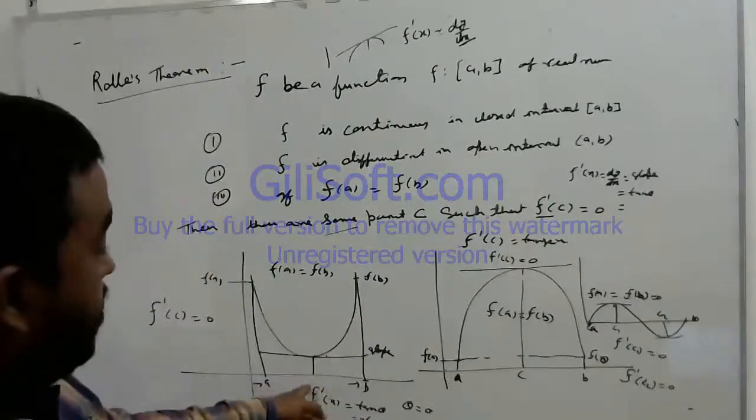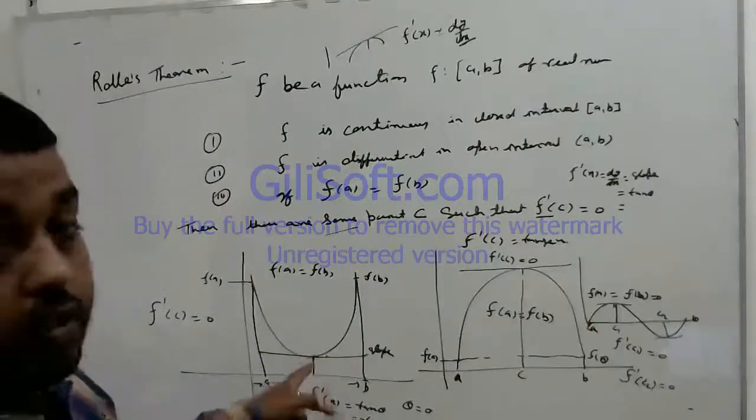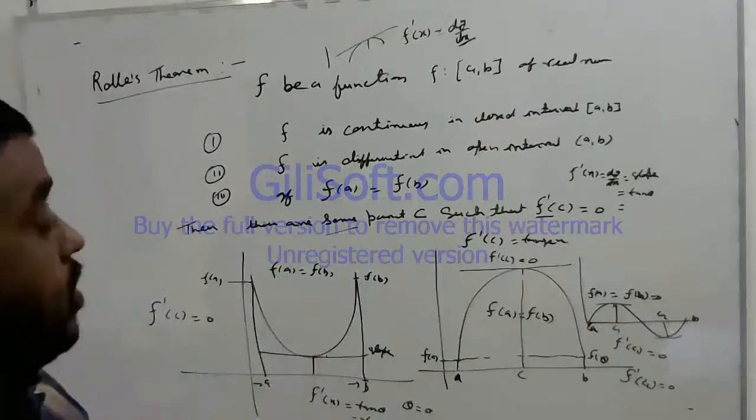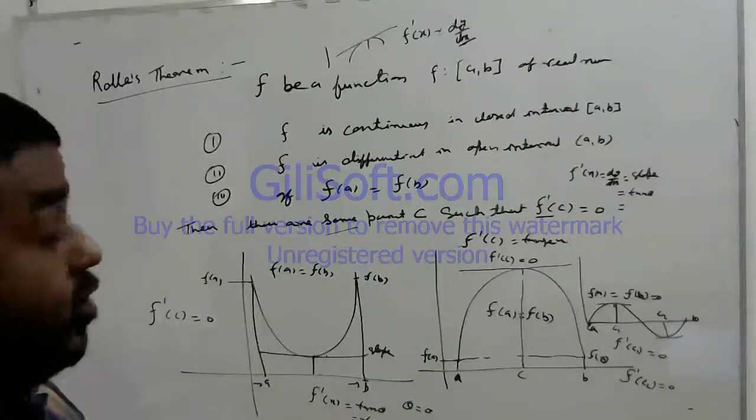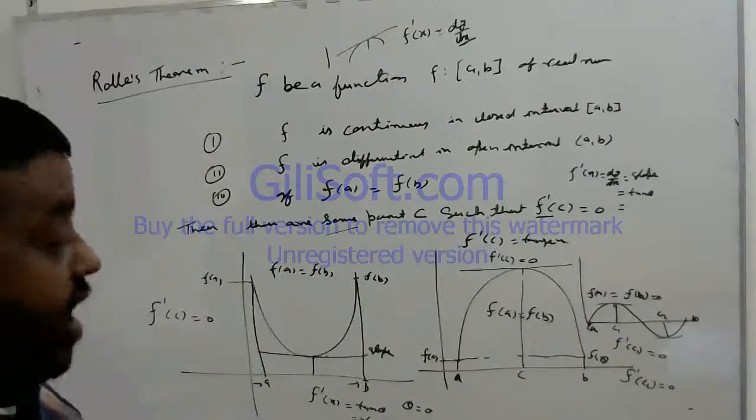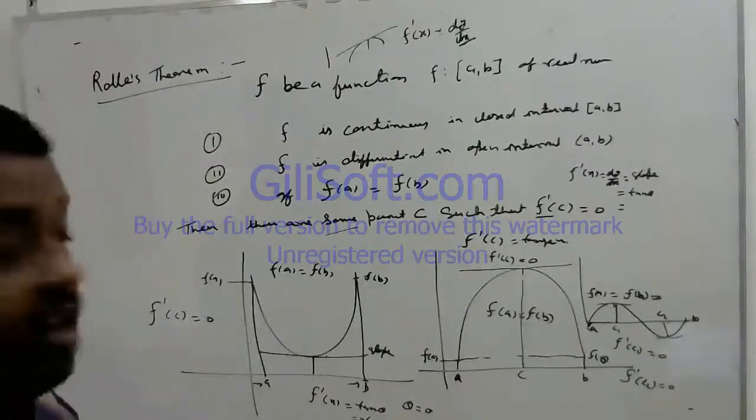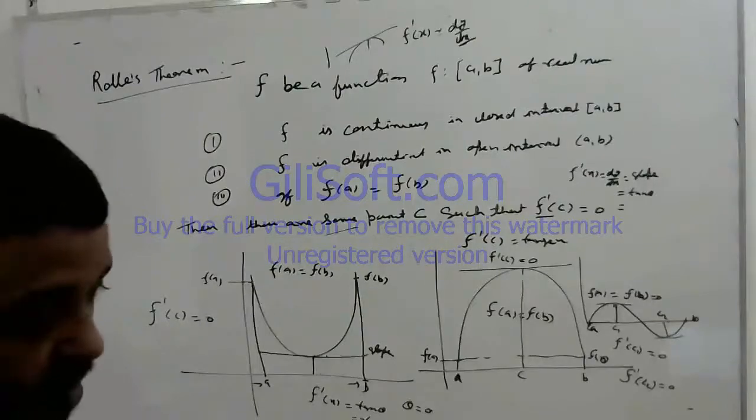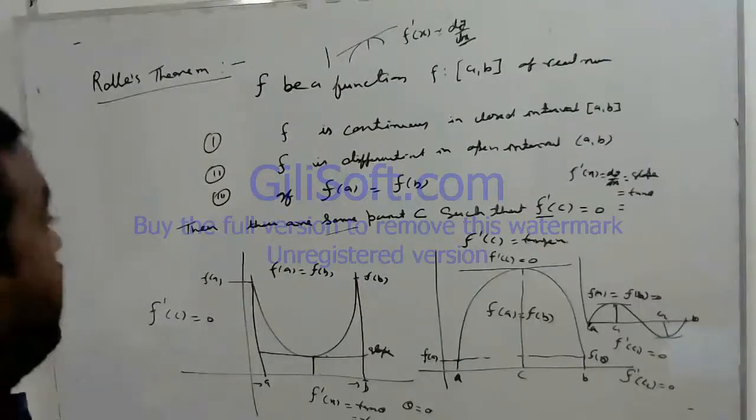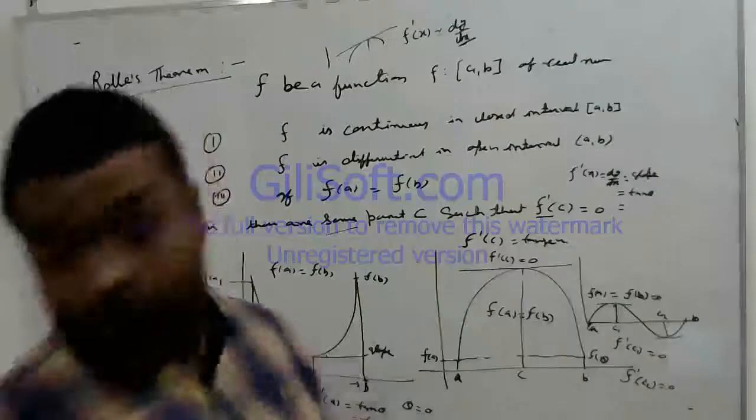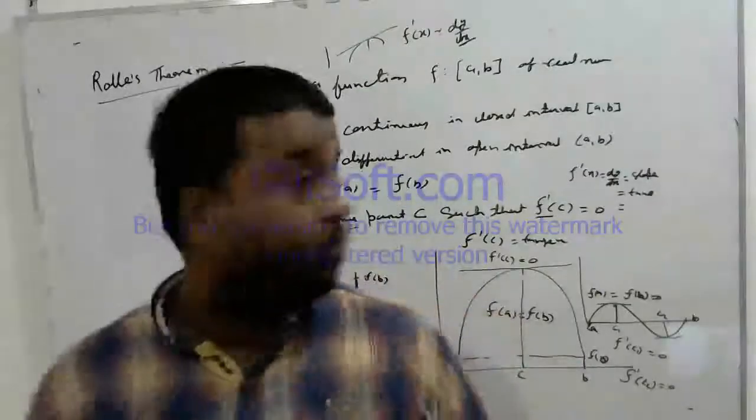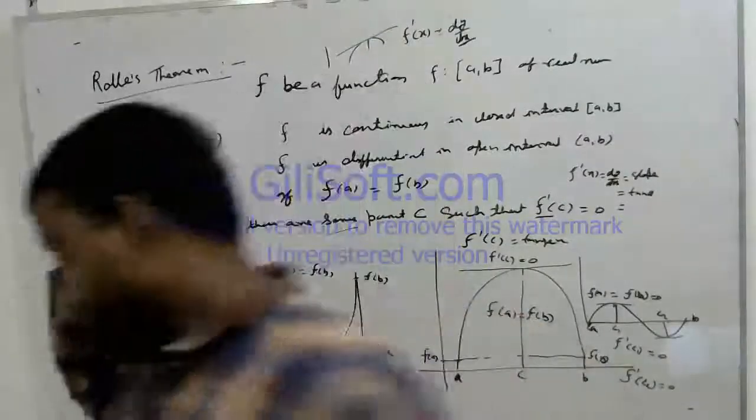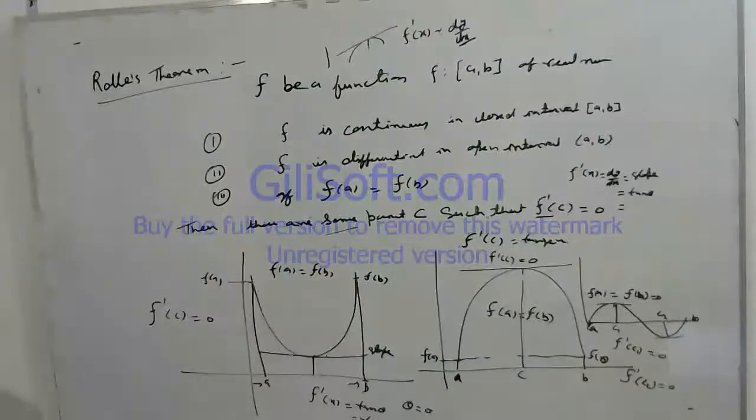Roughly, you can understand that c is a point where we draw the tangent to the given curve. It must be parallel to the x-axis. Is it clear? Now, if it is clear, then pause and write it. Okay. So now, may I clean it?